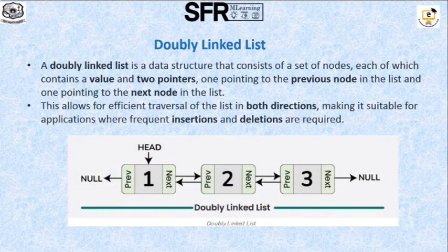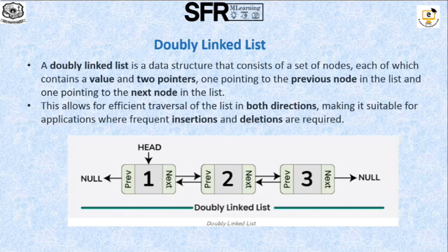Basically, a doubly linked list is nothing but a normal data structure. It also consists of a set of nodes, the same as a singly linked list. Each contains a value, and here we have 2 pointers. The first pointer points to the previous node, and the second pointer points to the next node. This is the main concept of doubly linked list, that is we can traverse in both directions. We can go to next and we can traverse to previous also. So the main advantage is we can traverse the nodes in both directions.